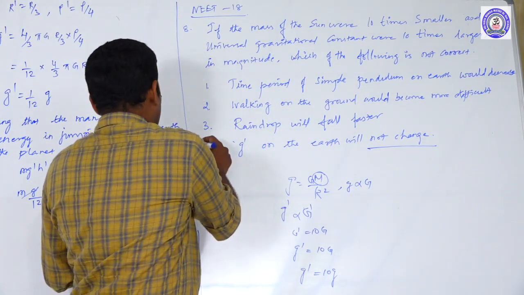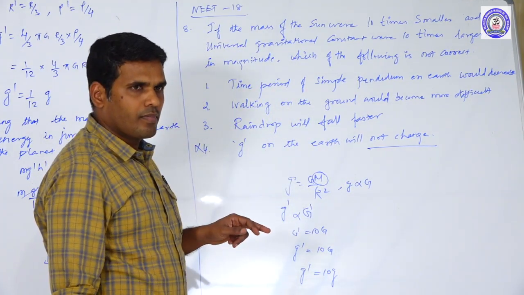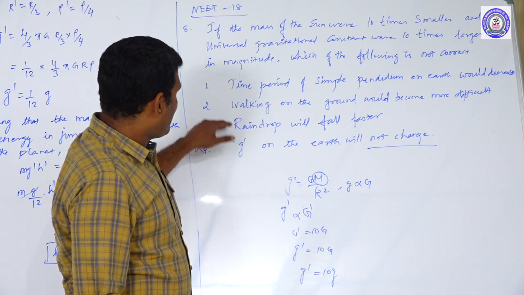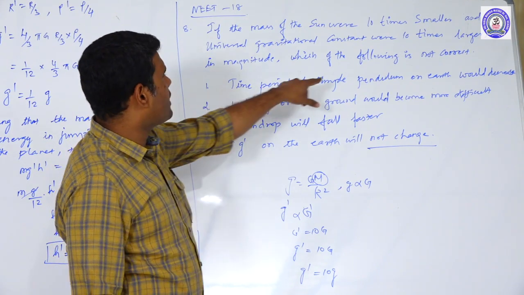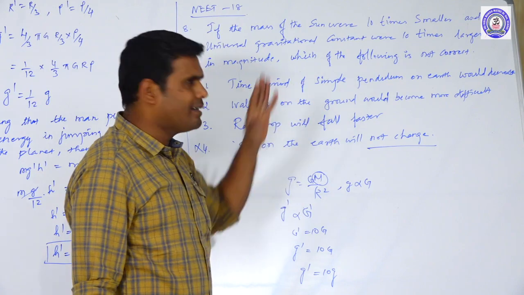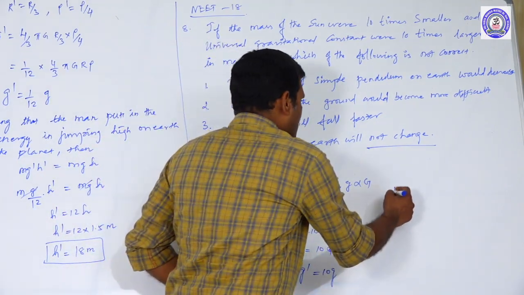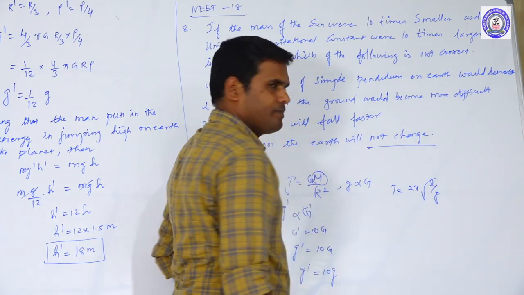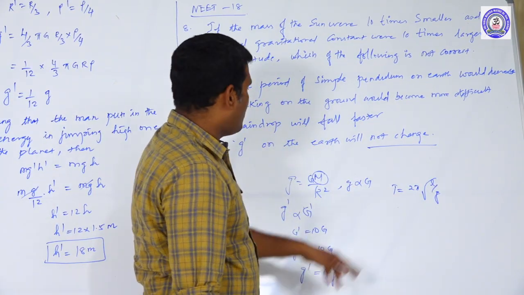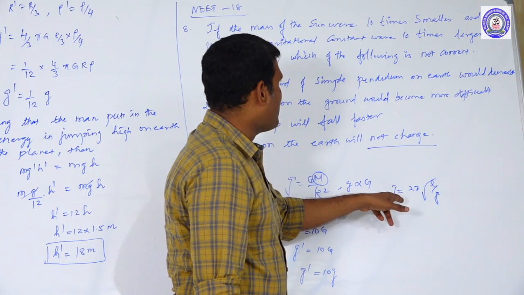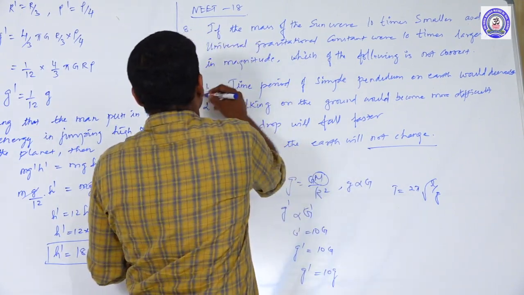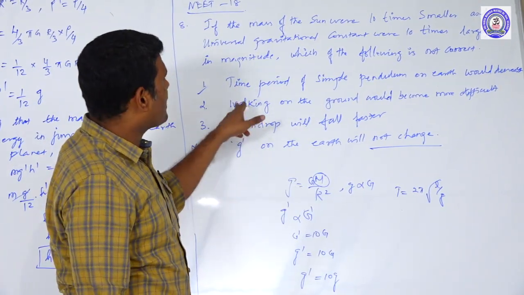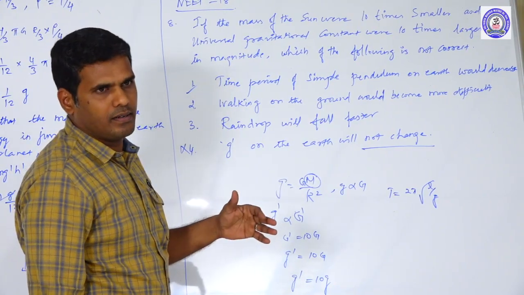So this option is wrong. This is the choice, right? What about the other options? Time period of the simple pendulum on earth would decrease. Time period of a simple pendulum is given by T equals 2 pi root of L divided by g, right? If the value of g increases, time period T decreases. So this is true.